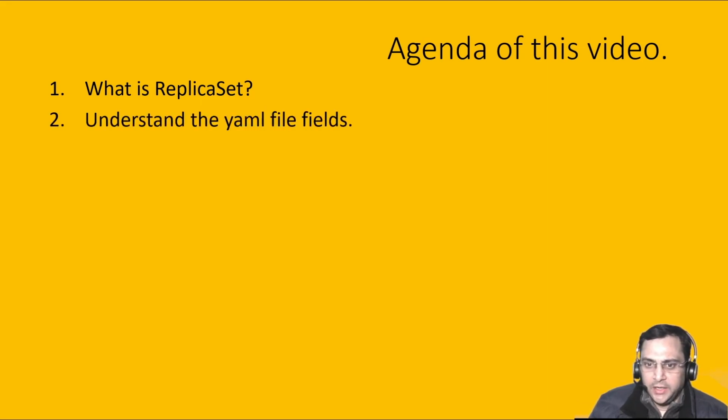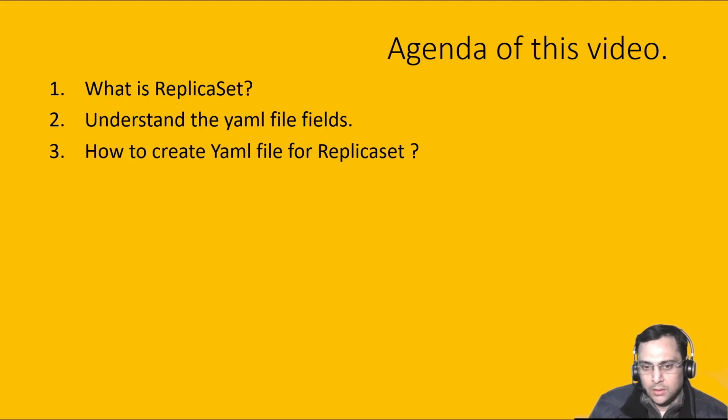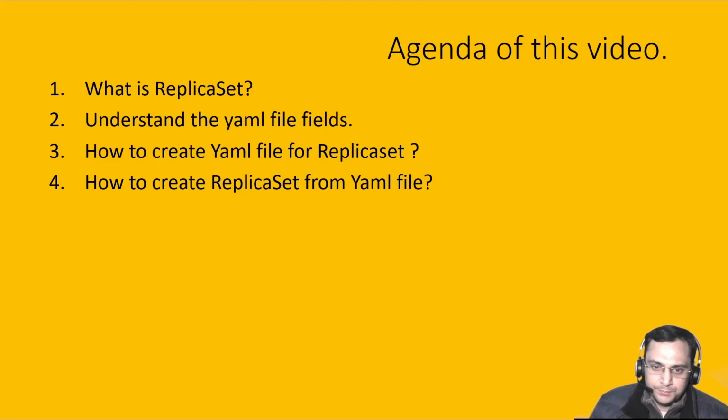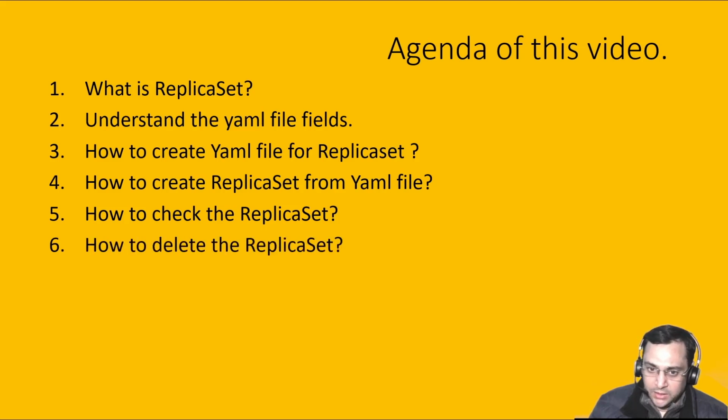Second is understand the YAML file fields. Again, there we need to understand more options in the YAML file fields. How to create YAML file for replica set. We can create the YAML file on our own. How, that we will discuss in this topic. How to create replica set from YAML file. How to check the replica set, and then how to delete the replica set.